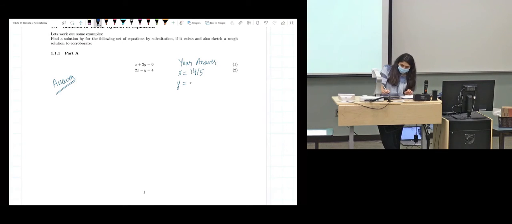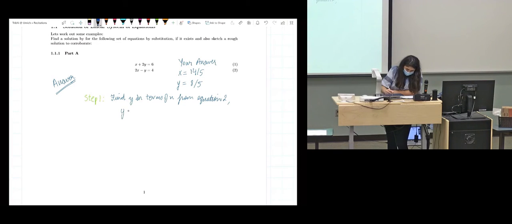So our solution is 14 by 5 and 8 over 5. And I'm going to go over it just so we are consistent on how to solve it and people online are able to follow. So the general way of approaching solving a system of equations is simply you dive into it. So your step 1 is you find y in terms of x from any one of these equations. So let's say choose equation 2. So you put y is 2x minus 4.